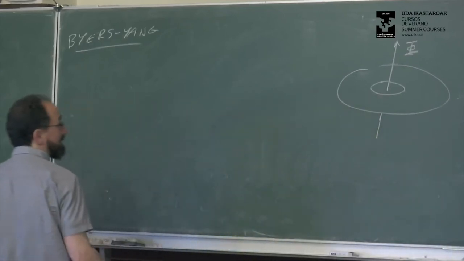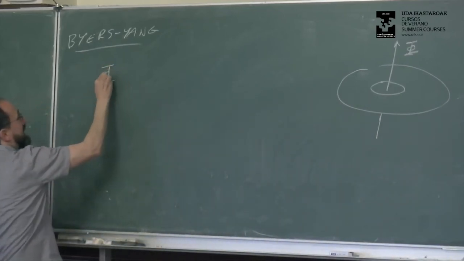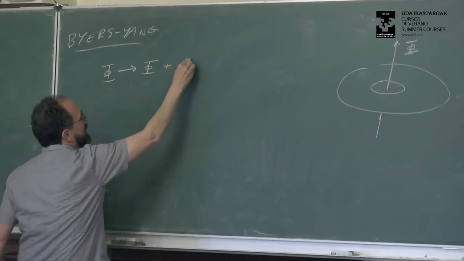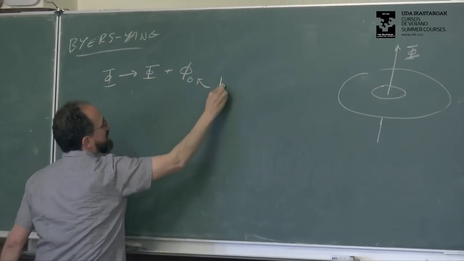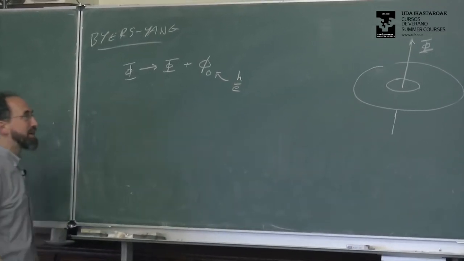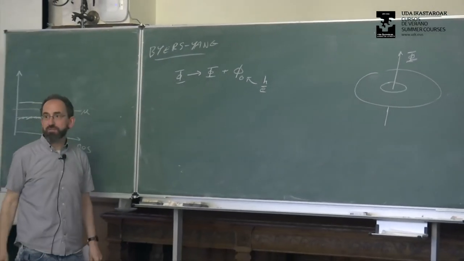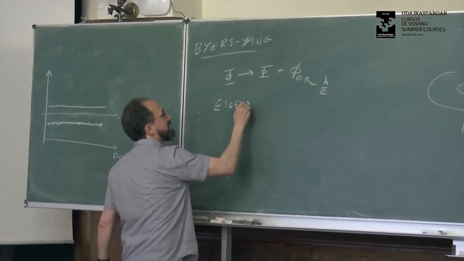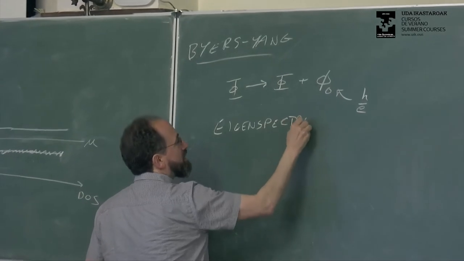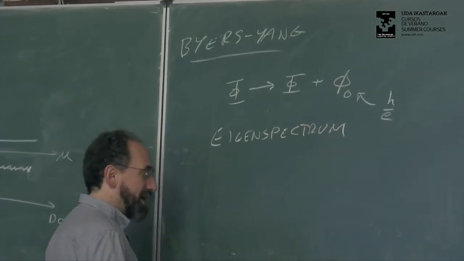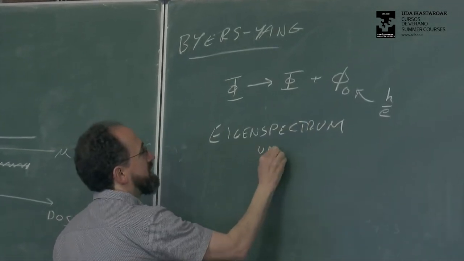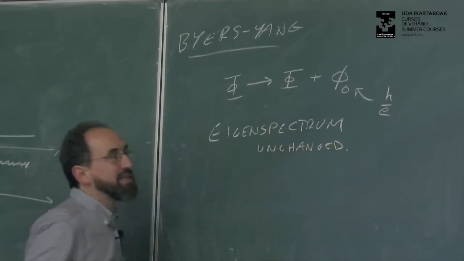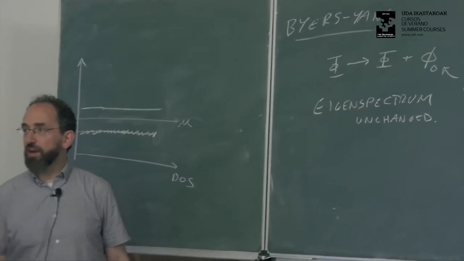The statement is the following. If you take the flux and you change that flux by exactly one flux quantum, which, remember, was h over e, you add that much flux through the middle, then the eigenspectrum is completely unchanged. In other words, all the eigenstates and the eigenfunctions are unchanged up to a gauge transform. Okay? And it's very similar to the Aharonov-Bohm effect.